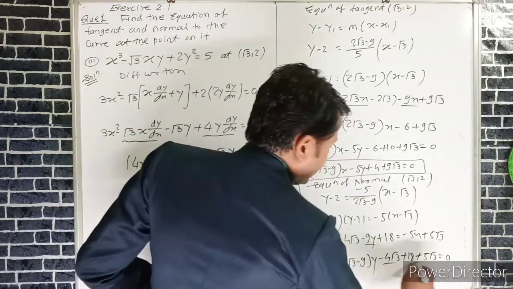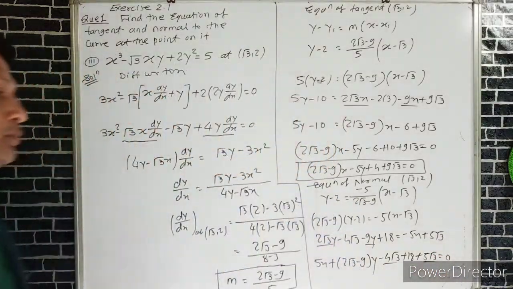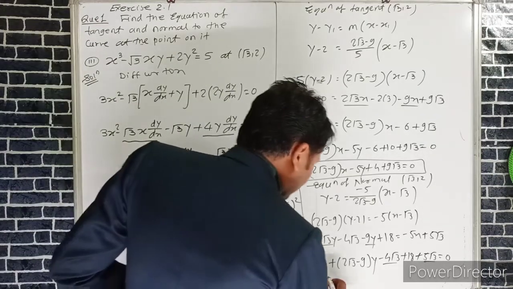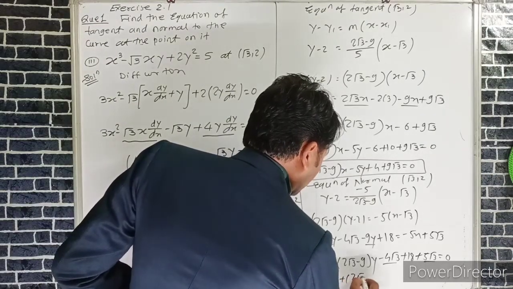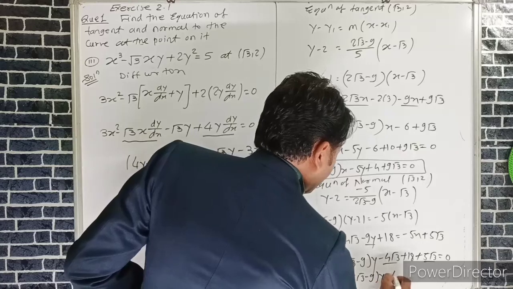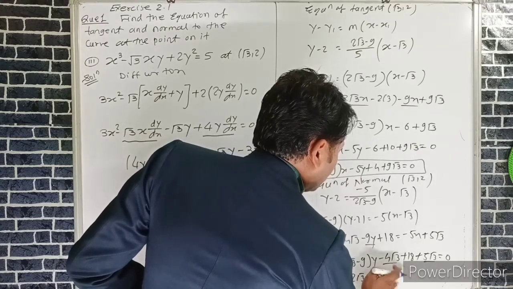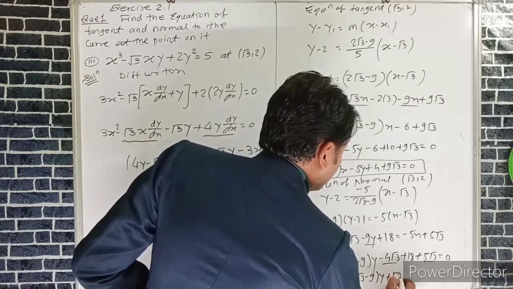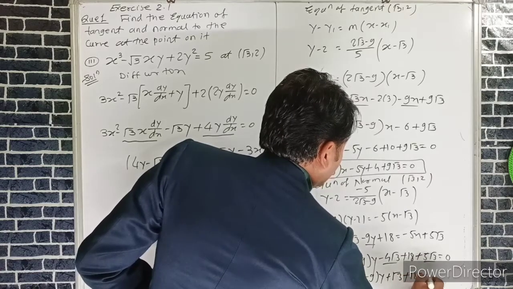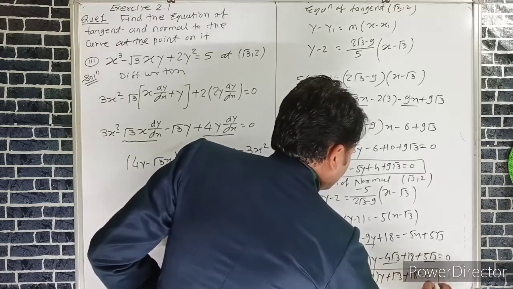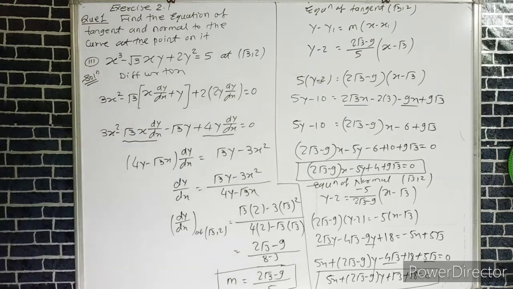So if we combine both terms, minus 4√3 plus 5√3 gives √3 only. We can write 5x plus (2√3 minus 9)y minus 4√3 plus 5√3 plus 18 is equal to 0, which is the required equation of normal.